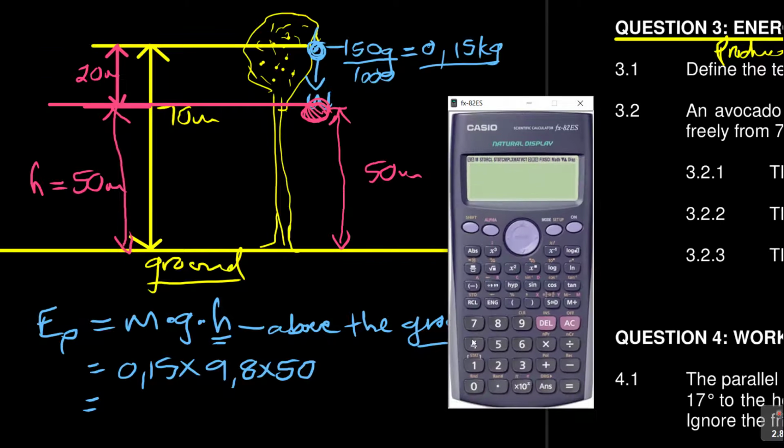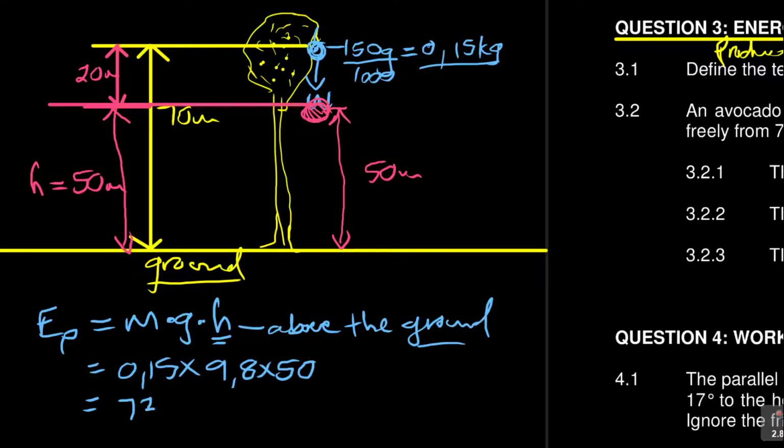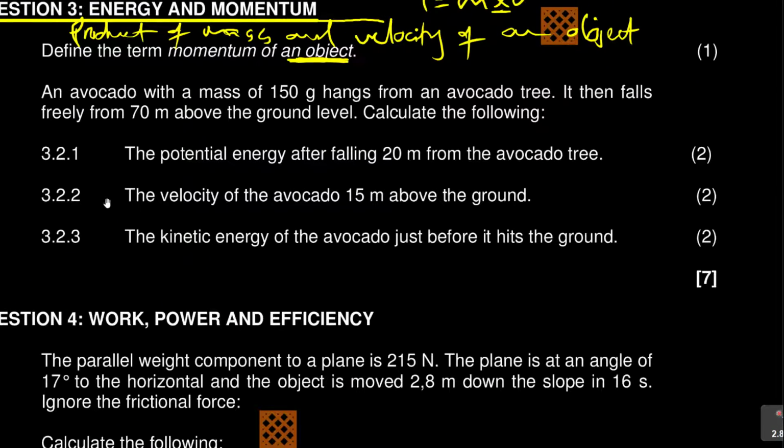The rest is just a matter of calculating. 0.15 times 9.8 times 50. All right, so the answer becomes 73.5. But look, it's EP, meaning potential energy, and energy, we measure in joules, don't forget that. So that was the part. You get that marks. How many marks? 2 marks.